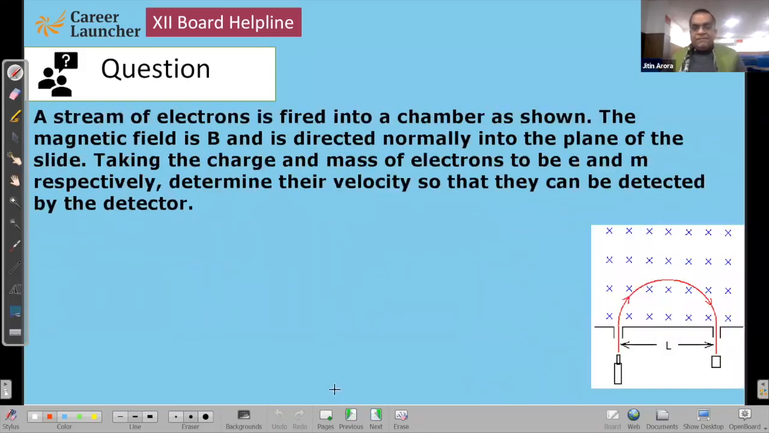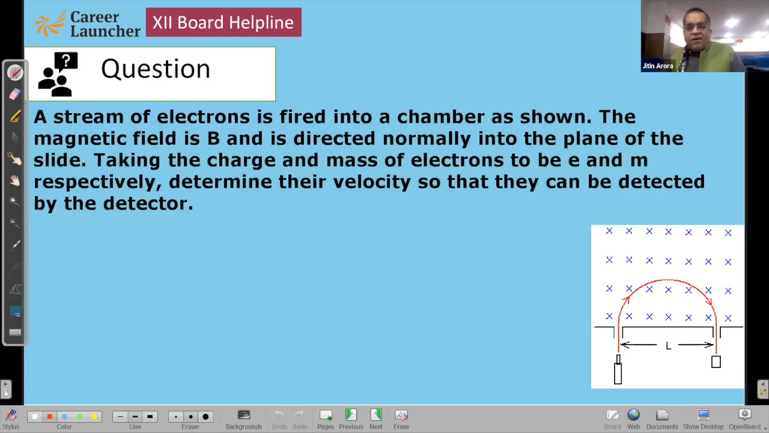इस क्वेश्चन पे आते हैं. Again, let's try to devote 2 minutes to it before we move ahead. So read, try, then I discuss. Particular question. A stream of electrons is fired into a chamber as shown.